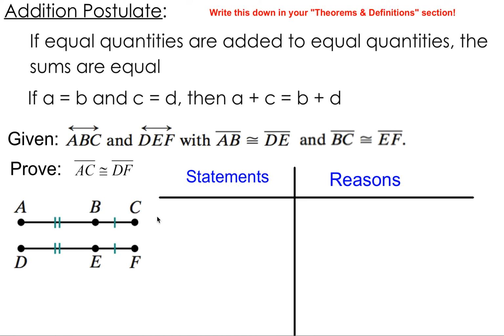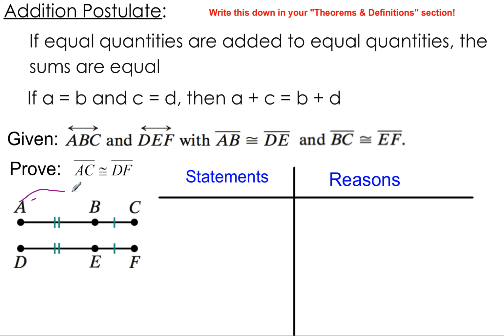So first what I want to say is that AC, this big line segment right here, AC, let's use another pen, AC is made up of two things. It's made up of AB plus BC. So let me write that. In other words, line segment AC is equal to, or is made up of, line segments AB plus line segment BC.